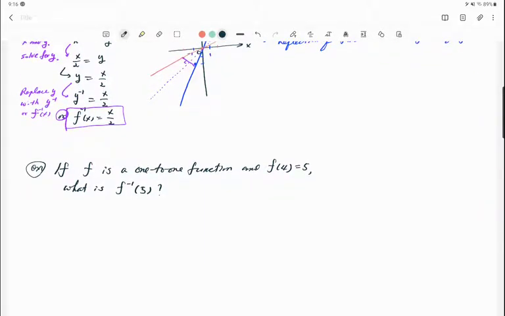Okay, now here's another question. Just an example. If f is a one-to-one function, so one-to-one means there exists an inverse function. All right, and then f of 4 is 5. So x is the input value, right?